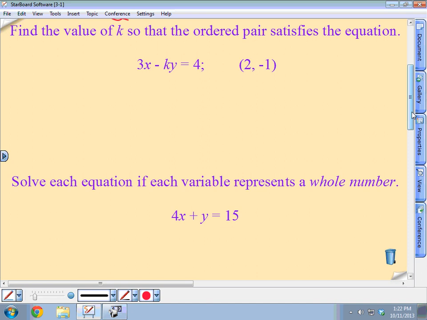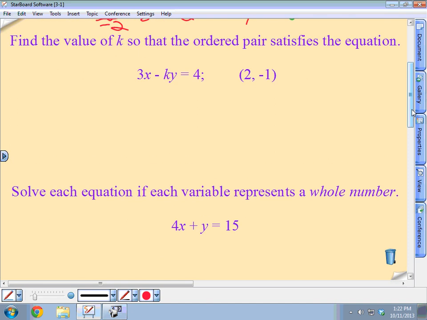Next, the next section wants you to find the value of k in this equation. Find the value of k so that the ordered pair satisfies the equation. Well, if we know the x value and the y value because we're given the ordered pair, then it's just a question of substituting those in. So 3 times 2 minus k times -1 equals 4. And now you can solve that equation for k. So solve that for k and then tell me what you get for a k value.